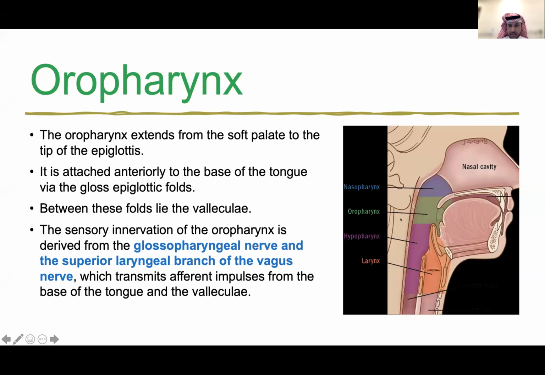It's attached anteriorly to the base of the tongue via the glossoepiglottic folds. Between these folds, there are the valleculae. The sensory innervation of the oropharynx comes from the glossopharyngeal nerves and the superior laryngeal nerve of the vagal nerves. So this is one of the areas supplied by the vagal nerves, and if you manipulate this area a lot, the patient can get bradycardia and hypertension. So be careful when you manipulate this area.